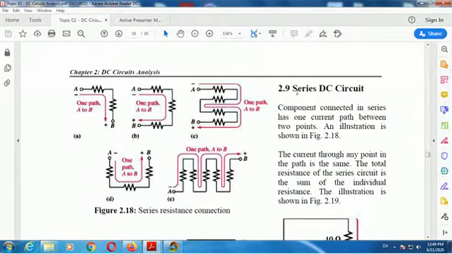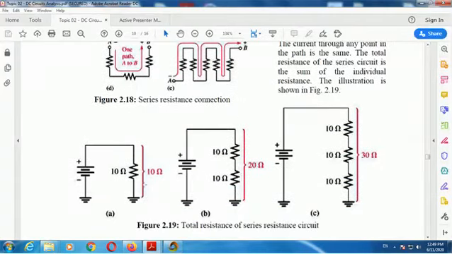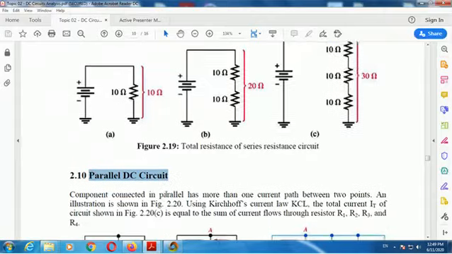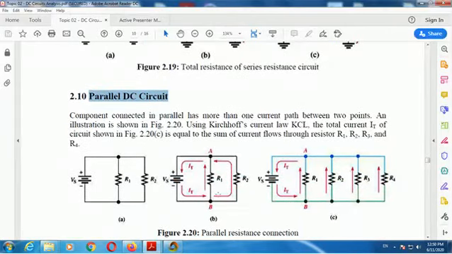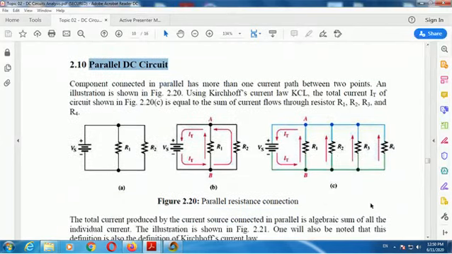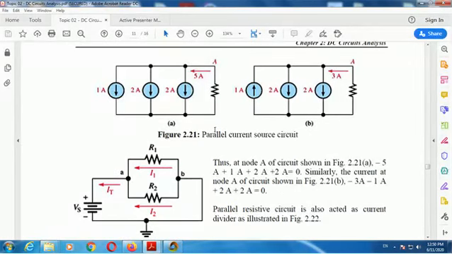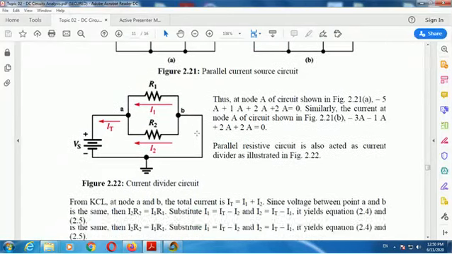Then what is meant by a series DC circuit? This is a single branch, one path from A to B, and everything on it is in series. The total resistance adds up. Then the parallel DC circuit: this one has two in parallel, and this one has four parallel connections. We will do the exercises later in full in the official lecture, on the current divider rule, the current divider circuit.